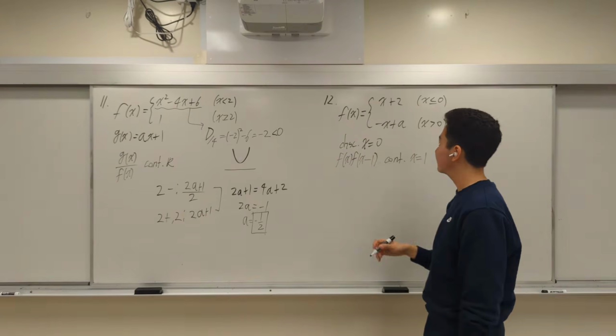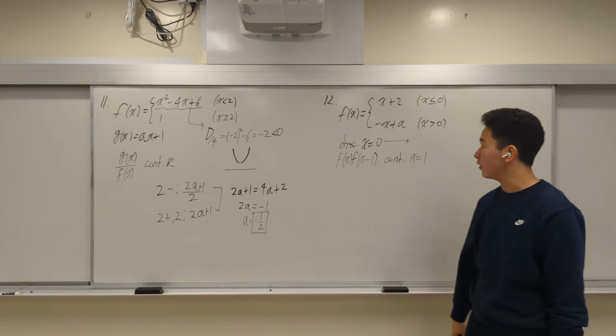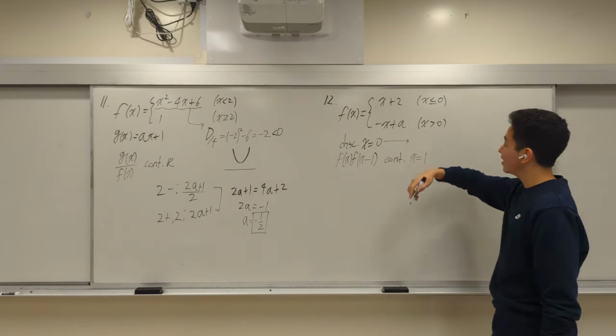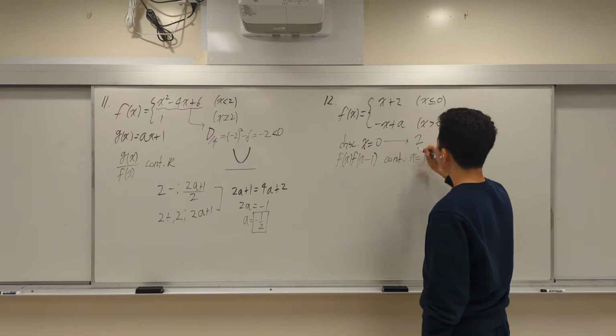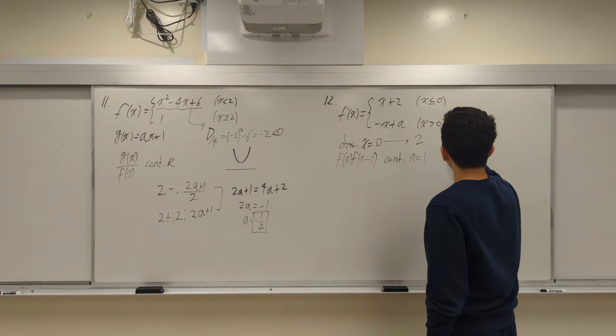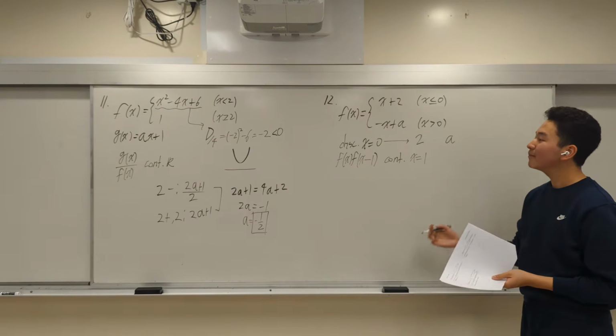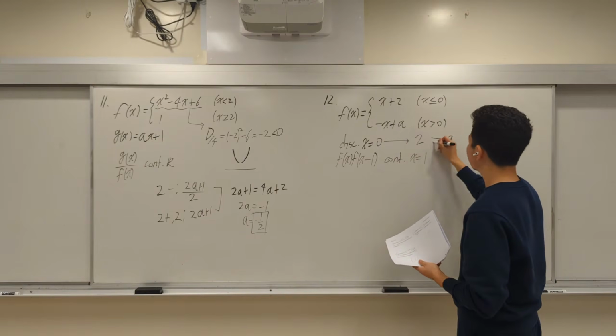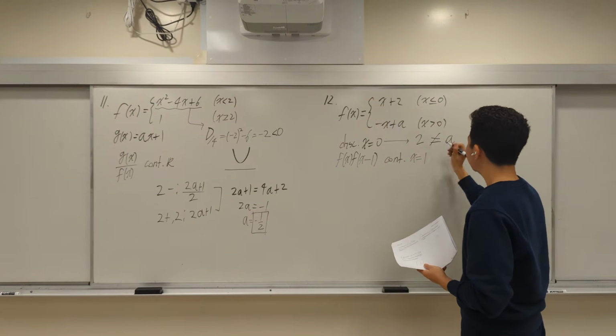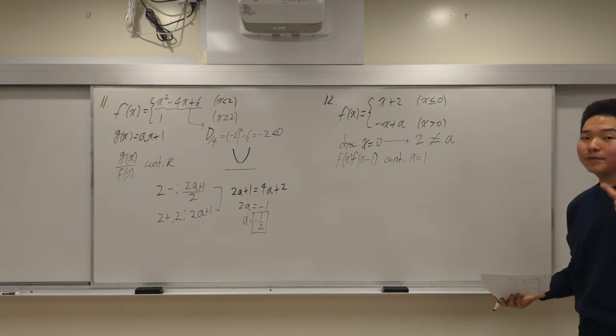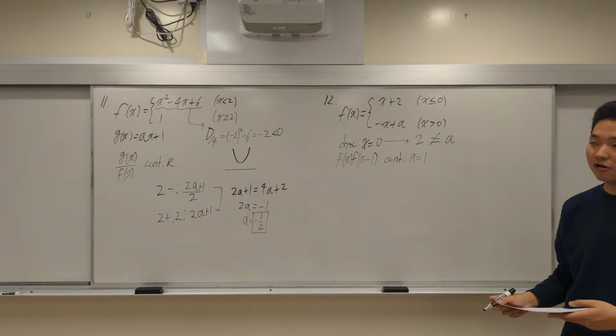So we have two conditions given to us. Let's take a look at this one first. At x equals 0, the left-hand limit and the function value is 2, and the right-hand limit is a. Usually we would want these to be equal to each other if it were continuous, but since it's discontinuous, we have to make sure that a does not equal 2. So that might be useful later on.